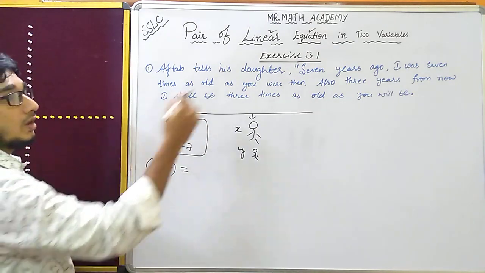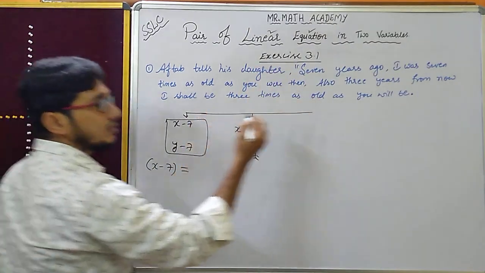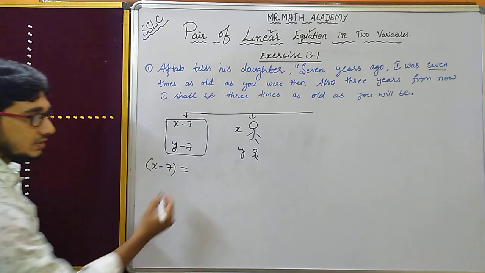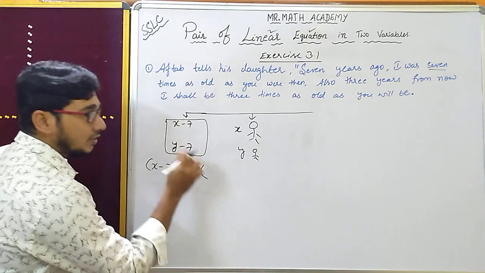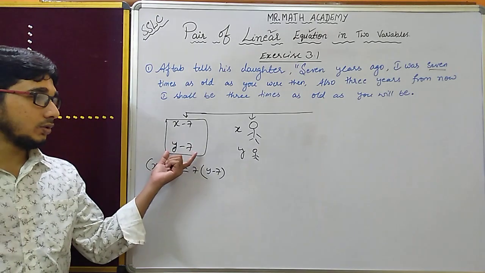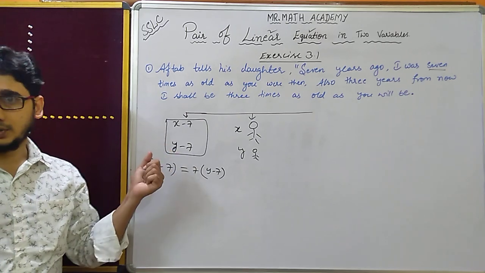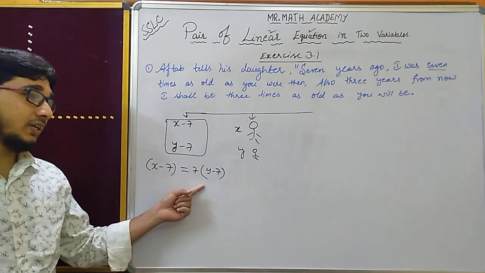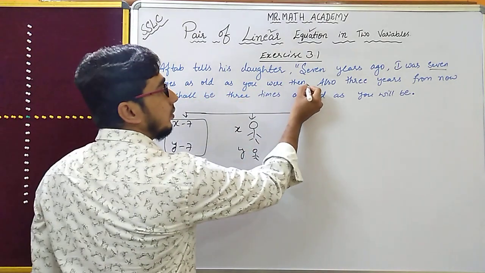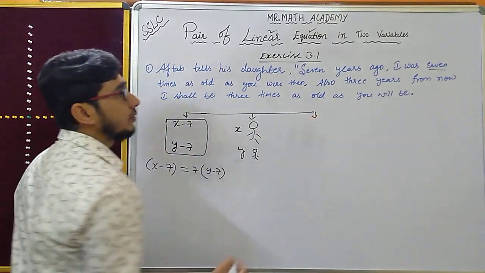7 years ago, I was 7 times as old as you were then. She is the daughter. So 7 years before, her age is Y minus 7. So what is the father's age? He's telling 7 times as old as you were then. So till now this is the first equation. Now for the second equation.